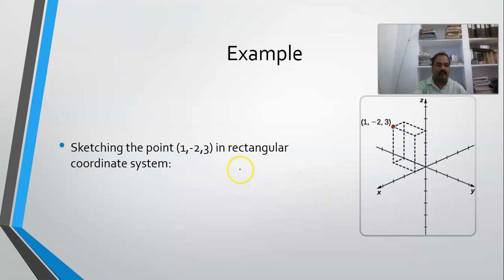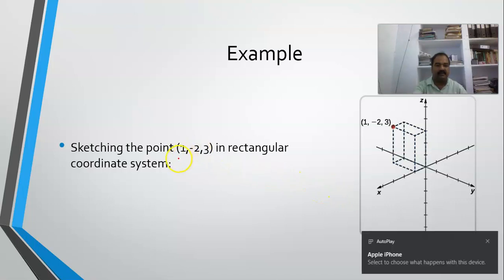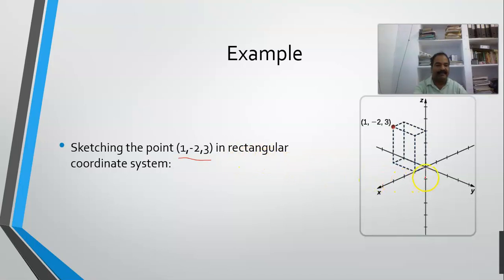Now, if you carefully see, this is an example of how to sketch the point 1, minus 2, 3 in a rectangular coordinate system. This is x, this is y, and the angle between these two is 90 degrees, and here also it is 90 degrees, and here also it is 90 degrees. So, three axes. Now, see here, this is the point 1, minus 2, 3.